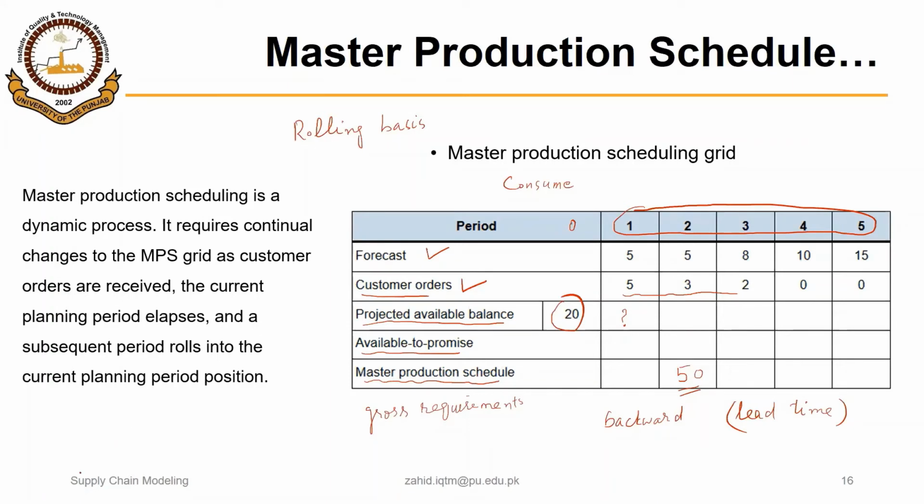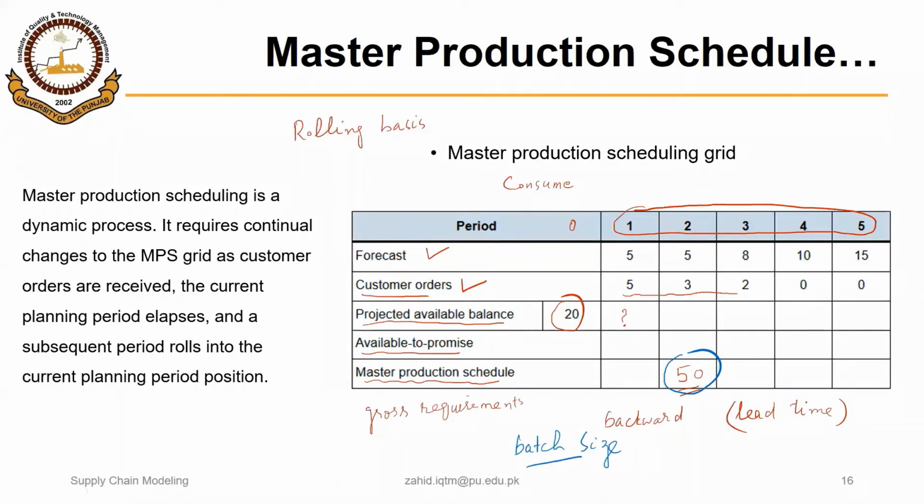Another important point is that this quantity is also important to be decided. In simple words, I hope you remember, we call it the batch size. So this batch size is also important to be decided.